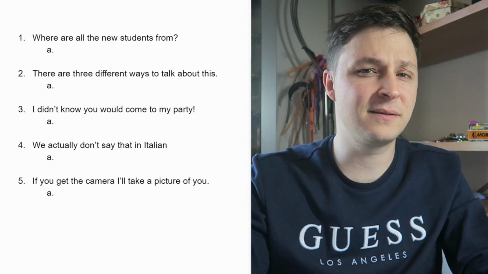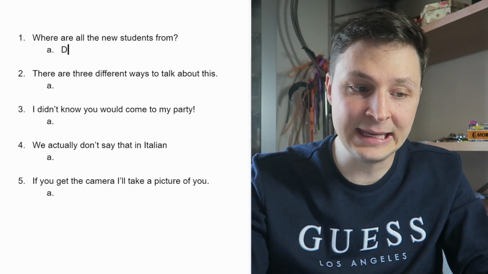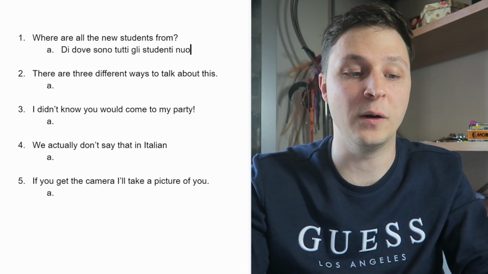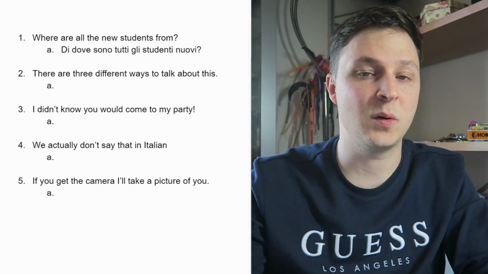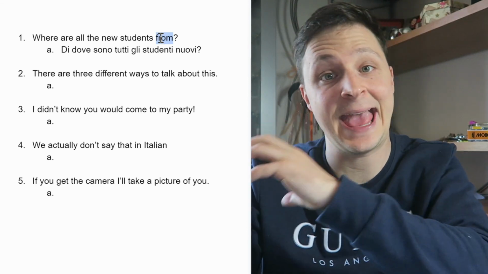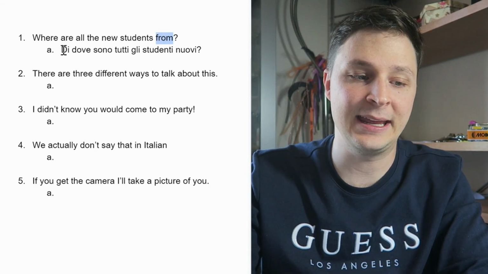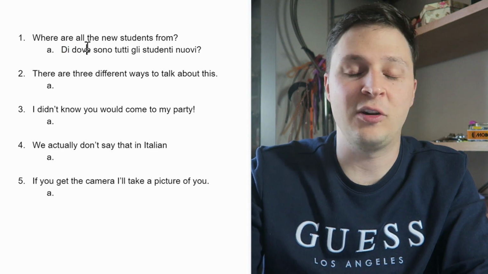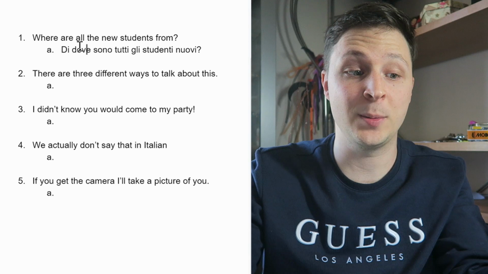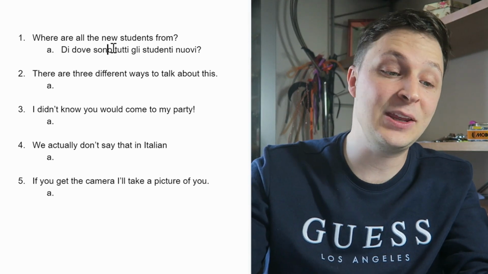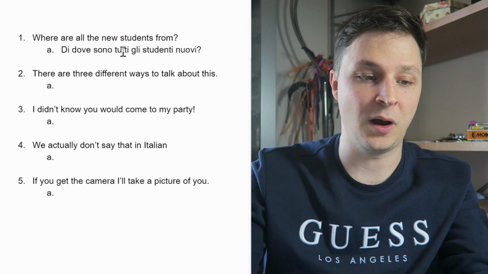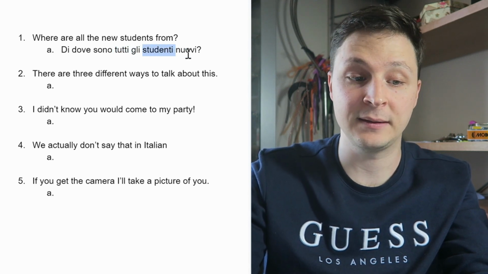So for this sentence, we would say, di dove sono tutti gli studenti nuovi? Question mark. So notice that this "from" that English speakers attach at the end of a sentence, in Italian, it will remain at the beginning. So remember, where are you from? Di dove sei. Where are they from? Di dove sono. And then you can add that object, tutti gli studenti nuovi. So all the new students, all the students new.